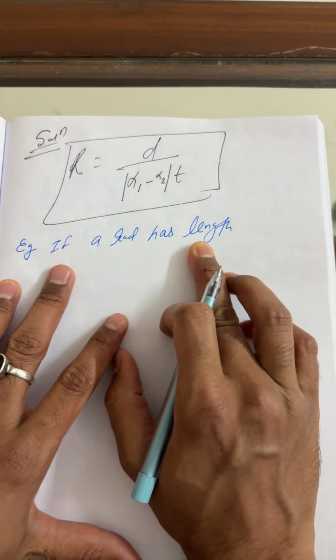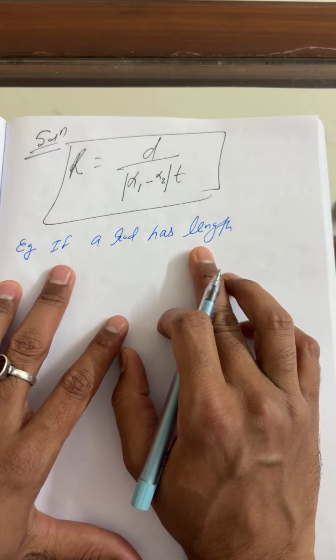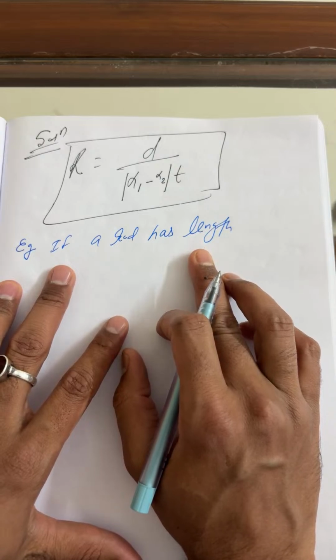If a rod has a length... okay, okay. JIGB node, very good.